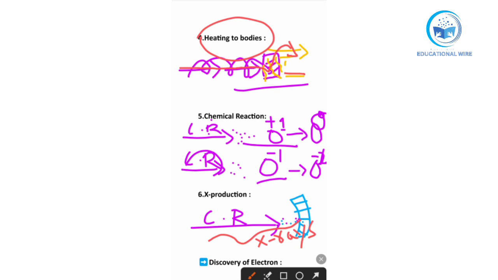Now let's move forward. We have done heating of bodies, chemical reaction, and x-ray production. Now I just want to repeat yesterday's lecture, that we discovered, we know who the scientist is, we are done with the instrument and device name. We also did the diagram of cathode rays and how the electron was discovered, but we didn't focus on the relationship between cathode rays and electron, how the electron was discovered with the cathode rays.